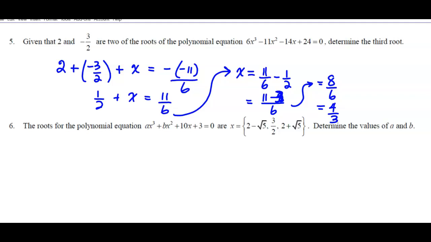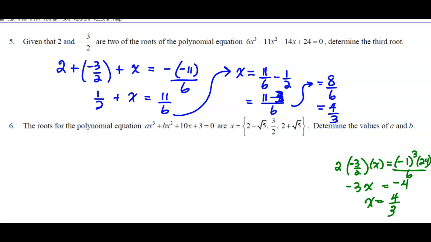If you use the product, I'll just do it quickly down here. You would have 2 times negative 3 over 2 times x equals negative 1 cubed times 24 over 6. So that's negative 4. This would be negative 3x. So x is 4/3. So you could use either method.